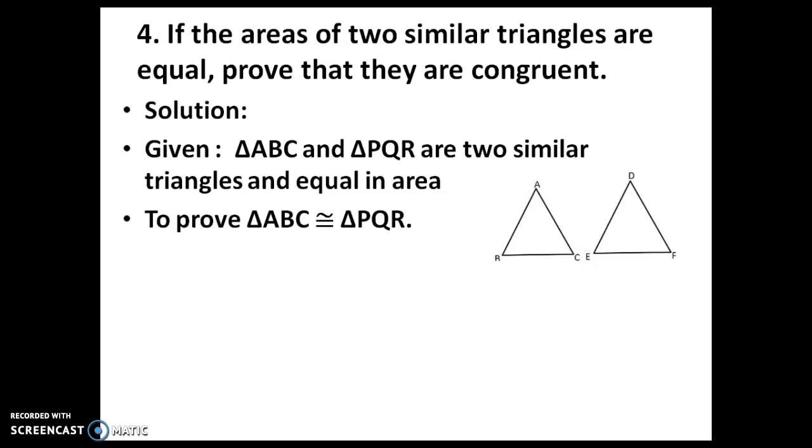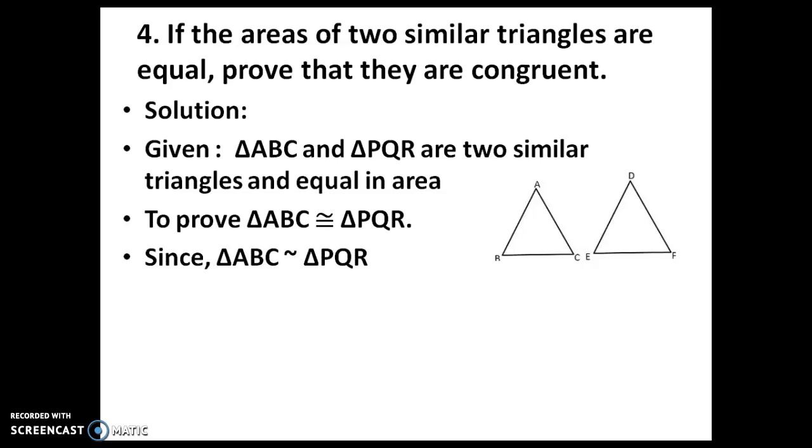Congruent means what? If you place one triangle upon another one, it will be exactly the same. So that is congruent. So we have to prove that if the areas of the triangles are equal and they are similar, then these two triangles are congruent.